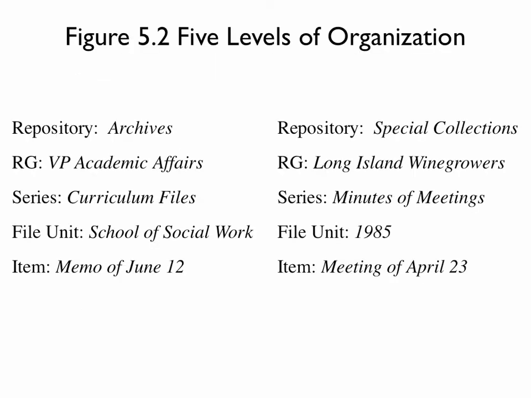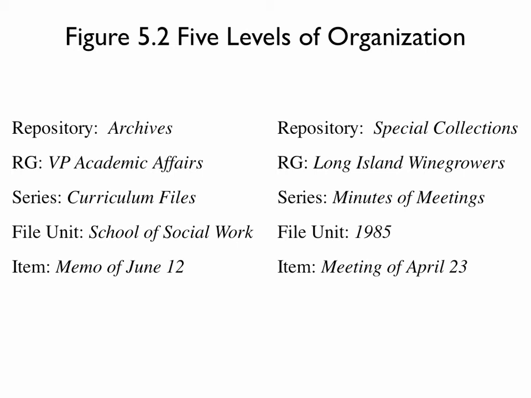In your book, Figure 5.2, they give you two examples of five levels of organization. One is an archives, like the college archives, and the other is special collections, usually personal papers of faculty. If you're a historical society, it could be family papers or business records. On the left, you have an archive. The archives is a repository. An example of a record group would be the Vice President Academic Affairs, and within that record group could be a number of series, one in particular being curriculum files.